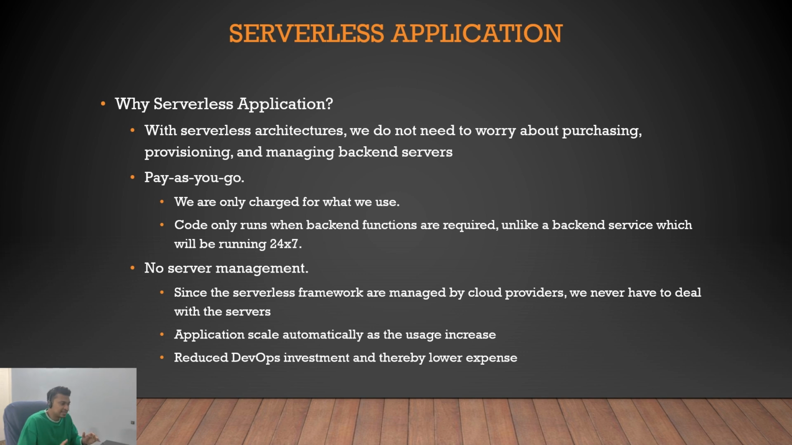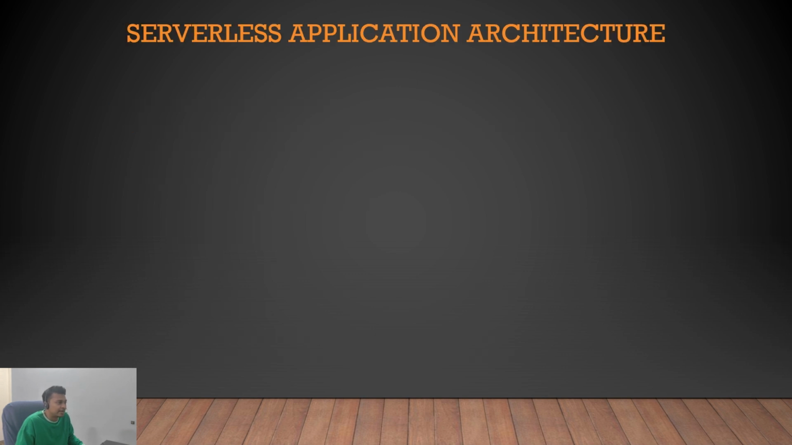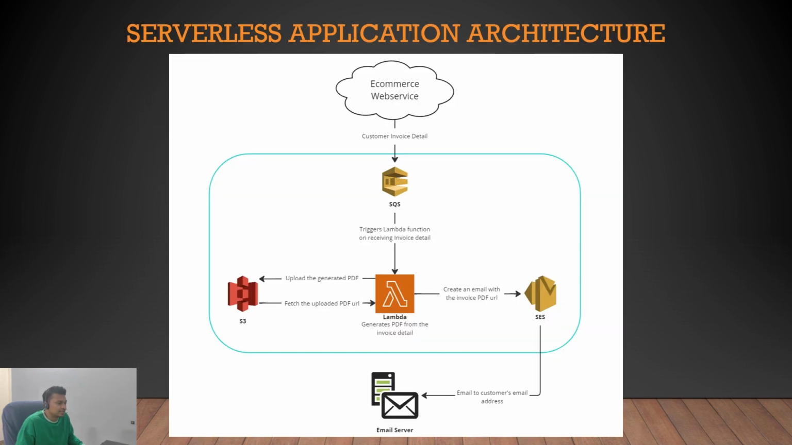Now let's design this flow, how we can achieve this. So here is the architecture. It's just a simple architecture. As I told earlier, we have the e-commerce web service which will be running 24/7, which will process the customer order, and once the order is completed and the payment is done, we will have the invoice details, like the total amount he paid, the total items he purchased, and his personal details like his name, email ID and so on.